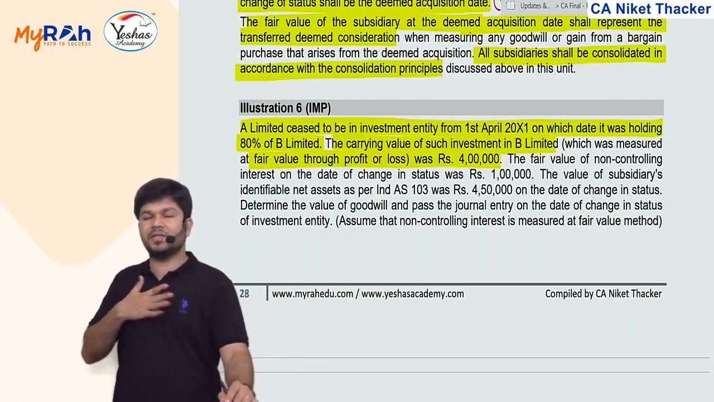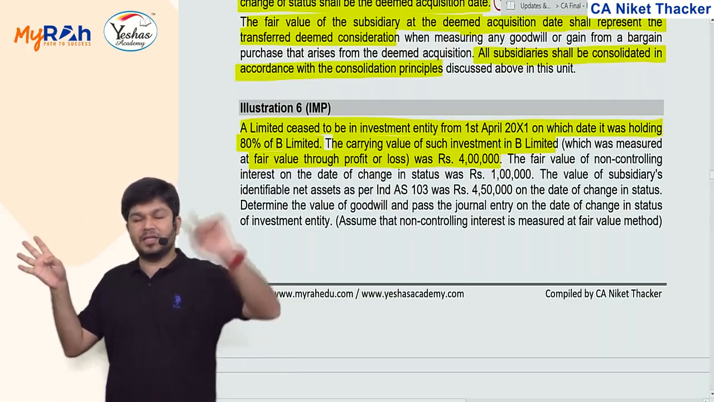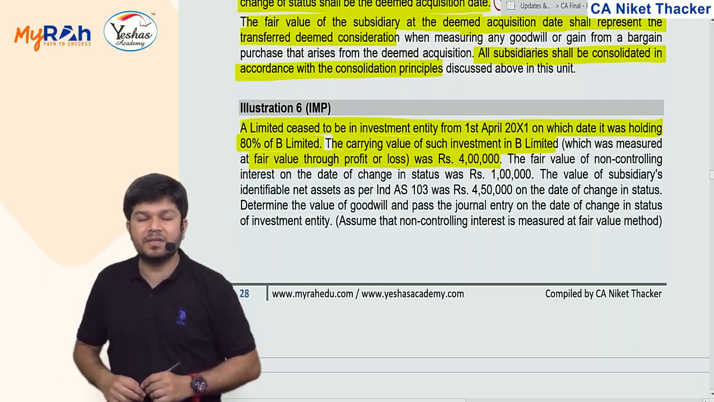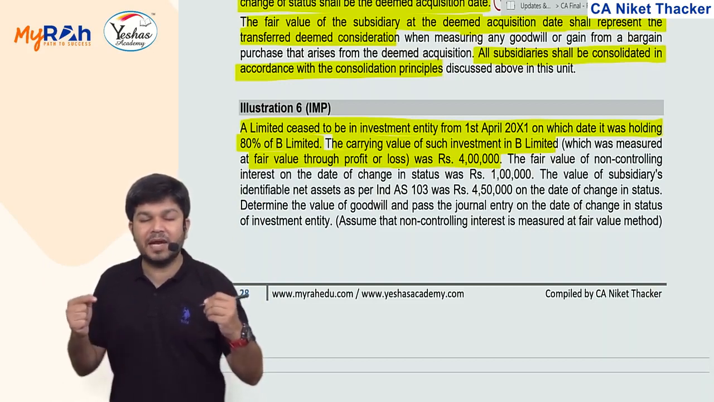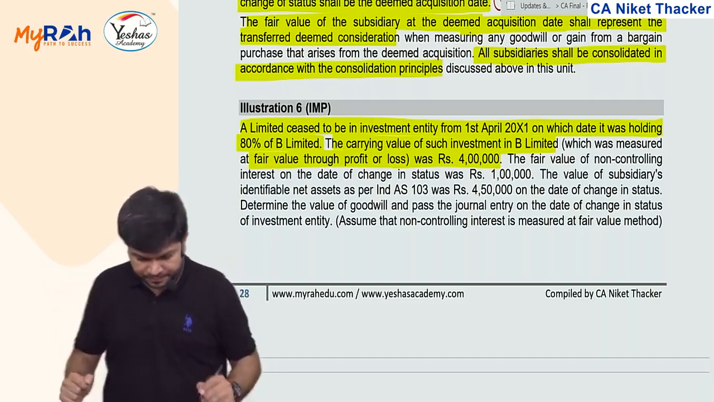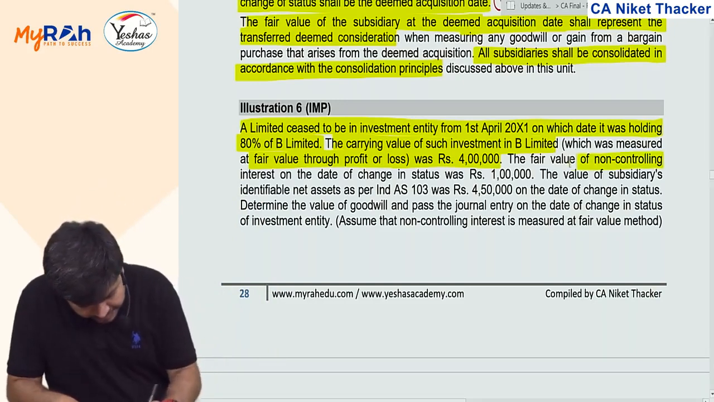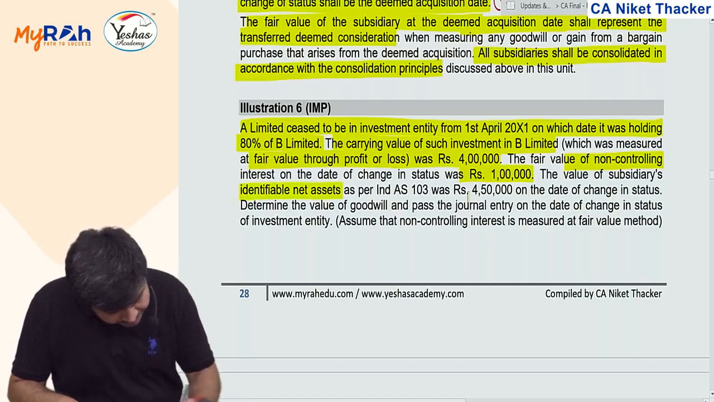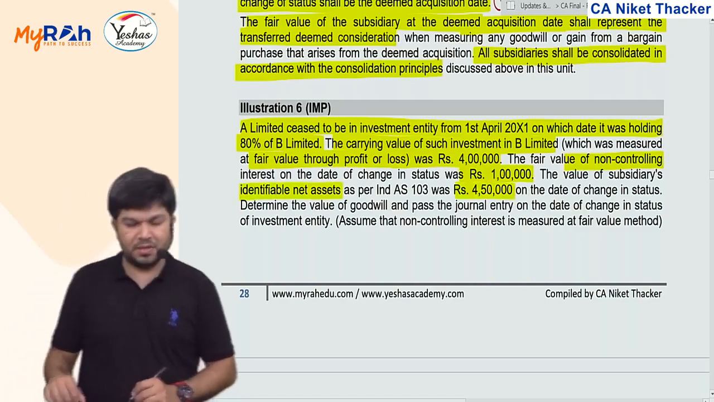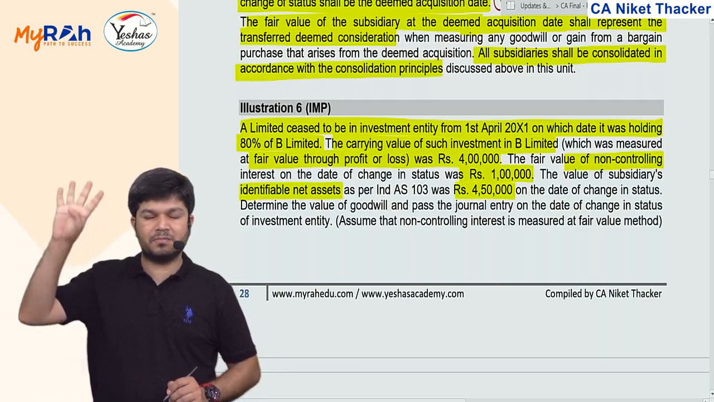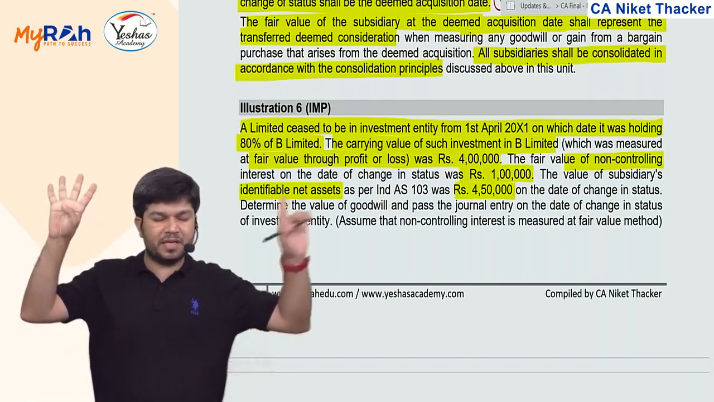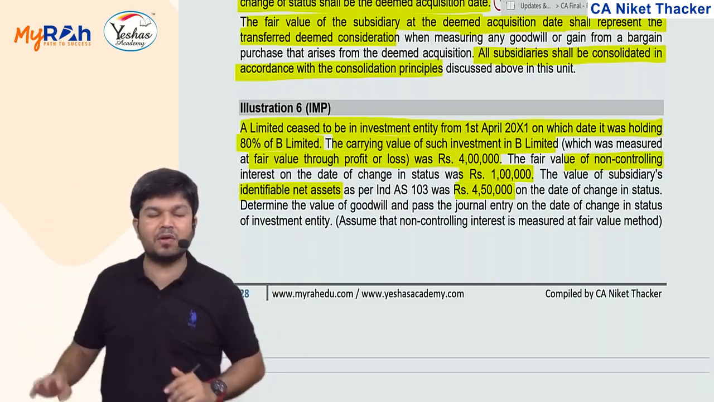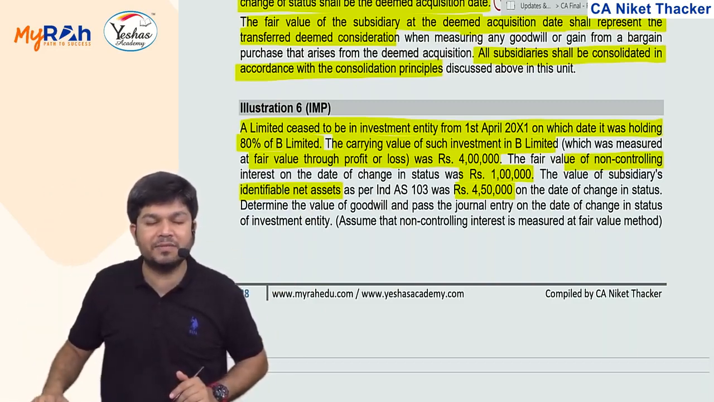So my consideration is 4 lakh, NCI is 1 lakh. Compare with the fair value of identifiable assets and liabilities today. Identifiable net asset is 450. For 80%, my consideration is 4 lakh, NCI 20% is 1 lakh, total 5. We are getting a net asset of 450. We paid extra 50, that is goodwill.